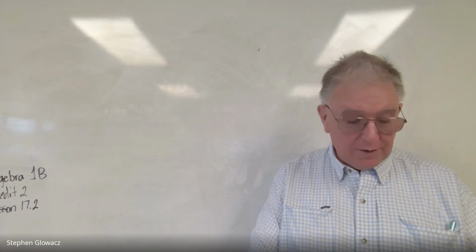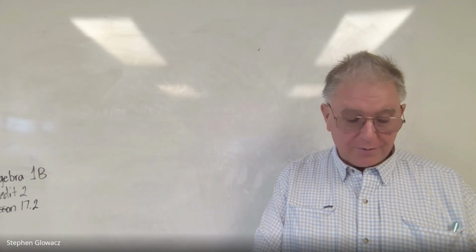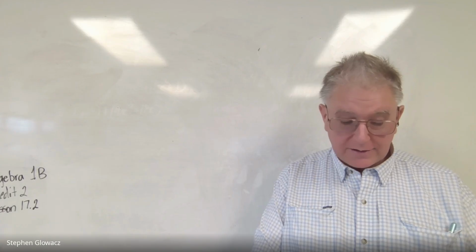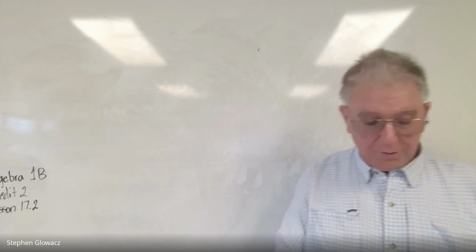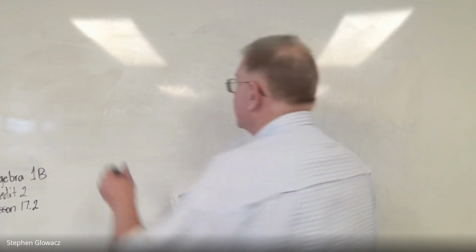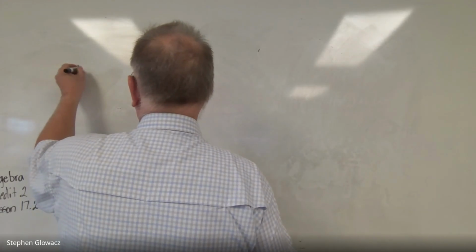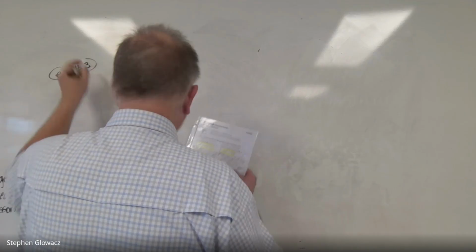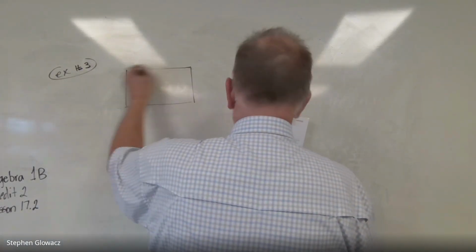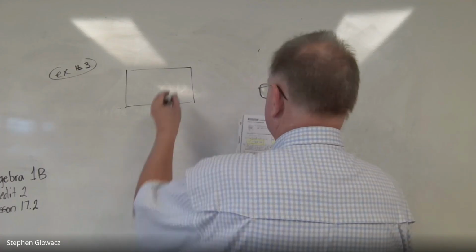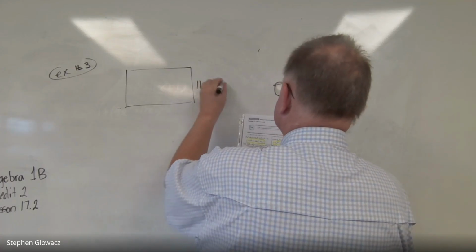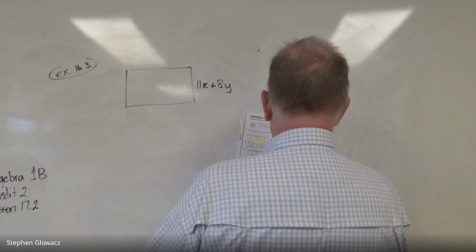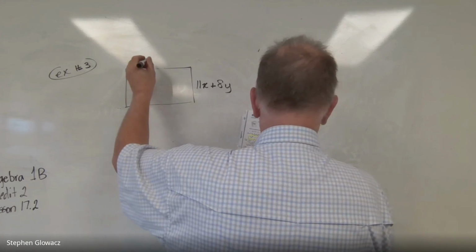So it says the width of a rectangle is represented by 3x plus 5y. The length is represented by 7x minus 2y. Write a polynomial for the perimeter of the rectangle. All right, so let's go ahead and take a look at how we would do that. This is our example for problem number 3. And so in our example, our width is going to be represented by 11x plus 8y. And then our width is going to be 10x minus 4y.